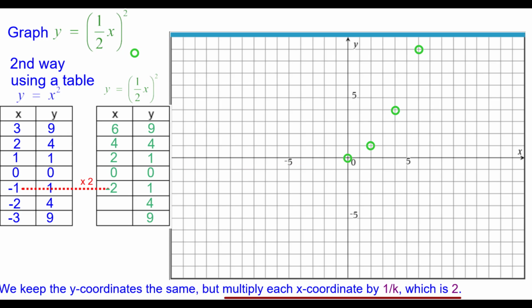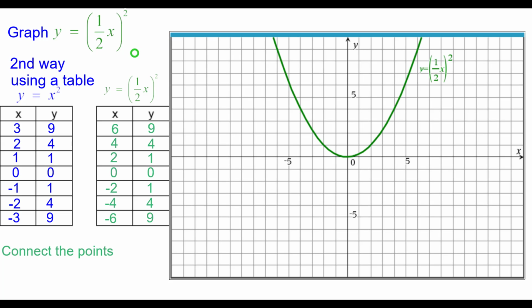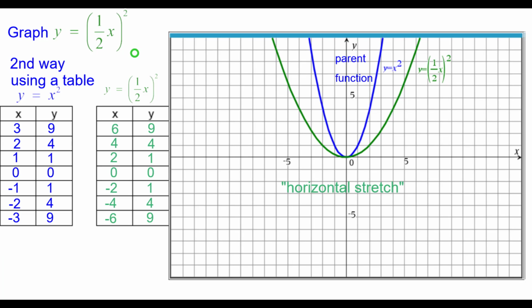So this becomes -2, 1, -4, 4, and -6, 9. Connect the points. Graph of y equals the quantity of 1/2 x squared. And when we compare it to the parent function, you can see again the green is a horizontal stretch of the parent function.